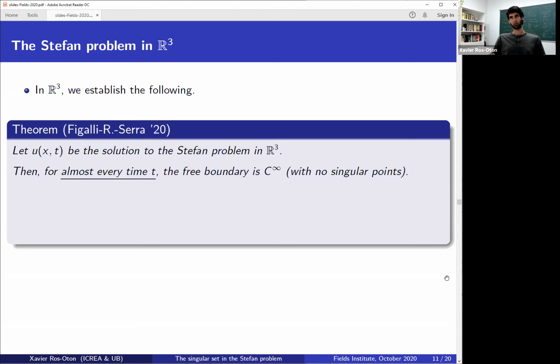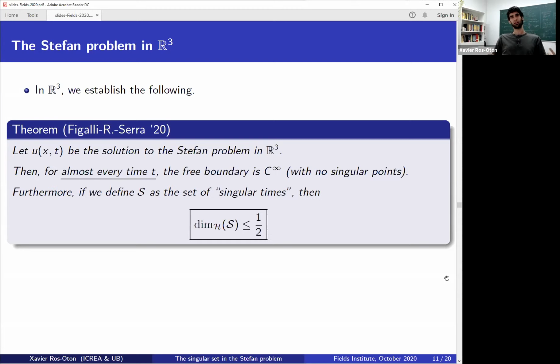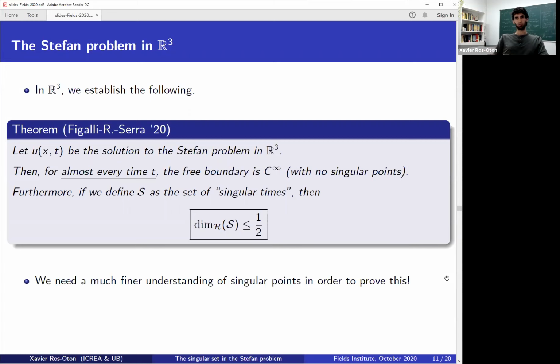Okay, and then moreover, we can give a better estimate on this. If we define S as the set of singular times, and by this I mean the set of times for which you have at least one singular point, then the set of singular times has Hausdorff dimension, as a subset of R, at most 1/2. So this is a fine estimate that we establish, and we will describe the proof later on. But let me say just that we need a much finer understanding of singular points in order to prove this. Just getting the dimension of the singular set is not enough, and we need to go much beyond the current understanding of just doing the blow up and proving that it's a C1 manifold. We need to do much more in the spirit of the previous talk of Joaquin. Okay, but we'll see that the proofs are quite different.